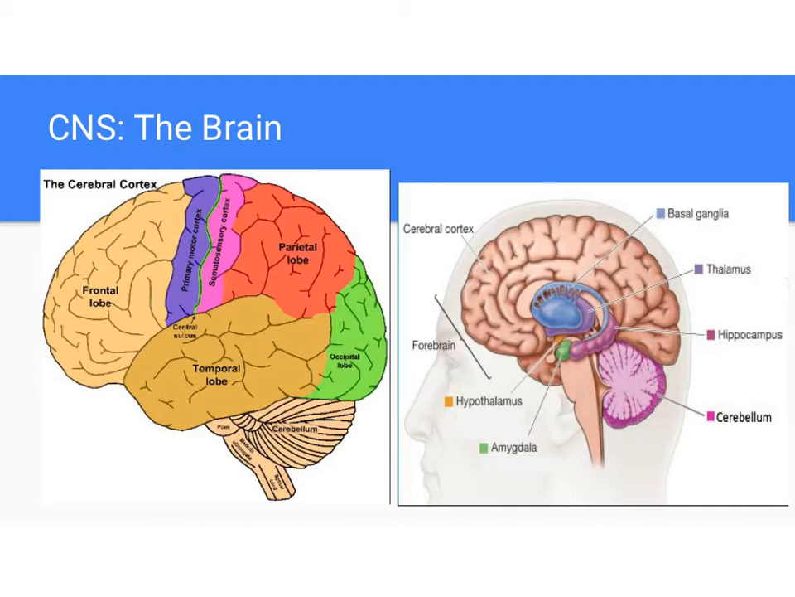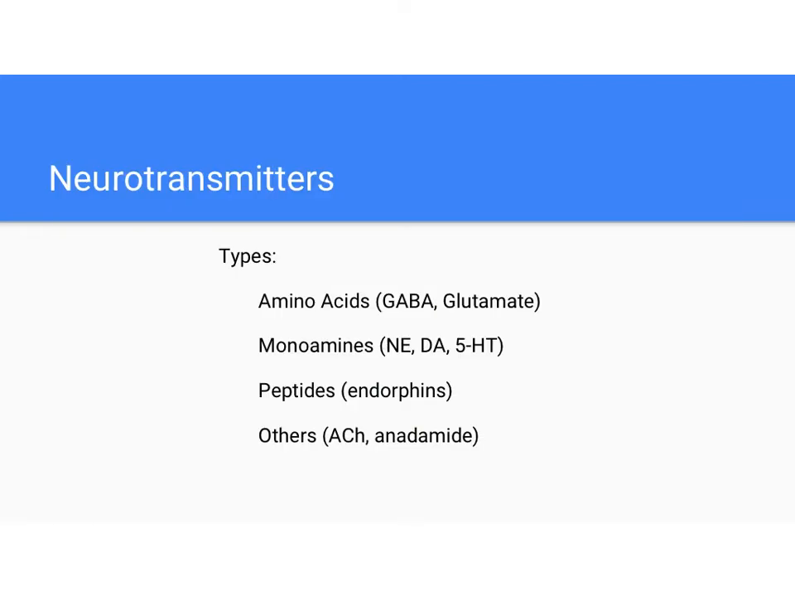There's the cortex, where communication is happening between neurons. There are a lot of synapses happening there. And then other parts of the brain as well, like the thalamus, the cerebellum, the hippocampus. These different parts of the brain all rely on different neurotransmitters to allow for communication amongst the cells. Some examples of additional neurotransmitters, and actually more than 100 have been identified, include different types: amino acids, monoamines, peptides, and others like acetylcholine that we discussed, and anandamide.